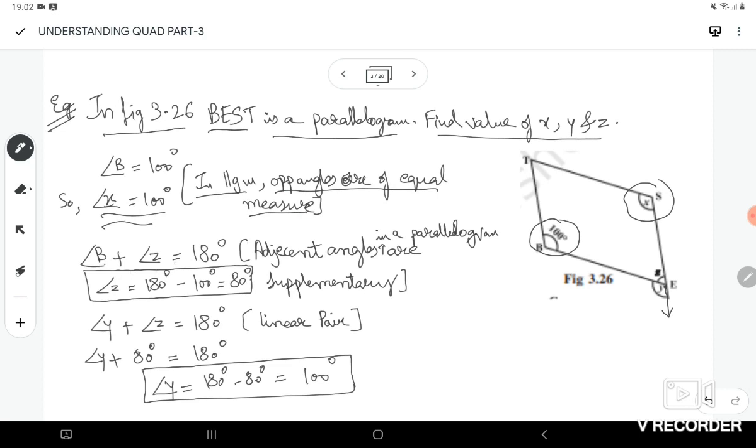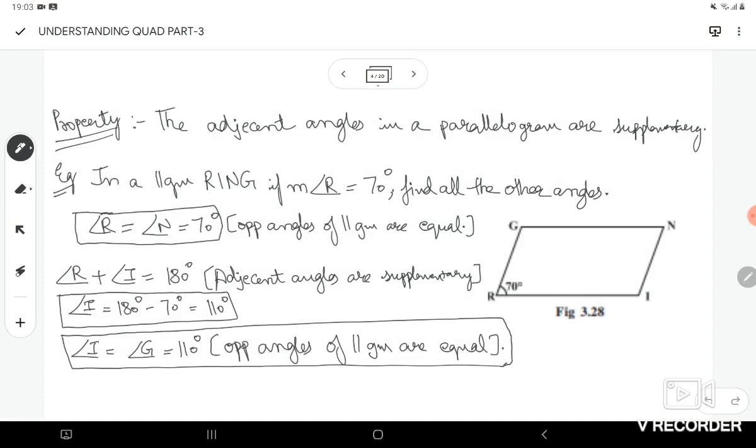Also angle B plus angle Z would be equal to 180 degree because adjacent angles in a parallelogram are supplementary in nature. So from here we can find the value of Z equal to 80 degree. Also Y plus Z would be equal to 180 degree because in a straight line the sum of the interior plus exterior angles forms a linear pair and the sum of it is equal to 180 degree. From here we get the value of Y equal to 100 degree.